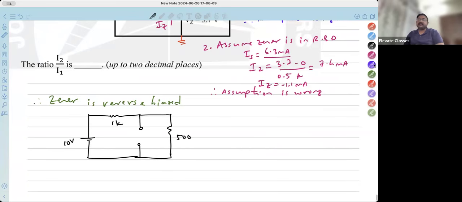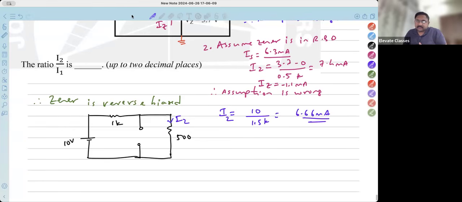Now if you see, this is a series circuit. No current will flow through the Zener. So can you find out the current through this? Yes, current is very easy. What will the current be? 10 upon total resistance, which is 1K plus 0.5K, 1.5K. 10 by 1.5 will be 6.66 milliamperes. So now the current flowing through this resistance, that is I2, is 6.66 and not 7.4.